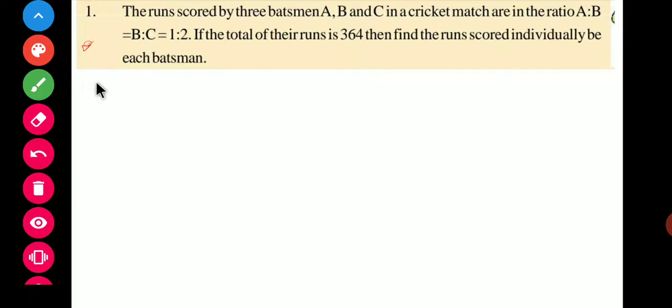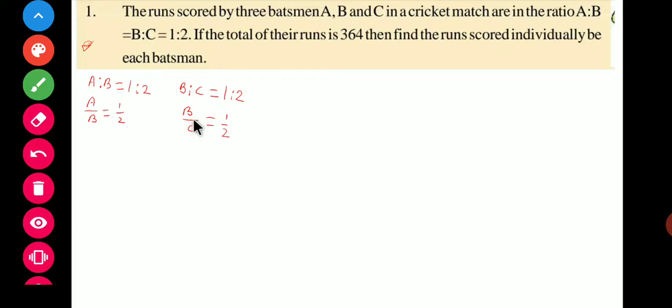Let us start. It is given that A : B is 1 : 2. So you can write A upon B is equal to 1 by 2. Similarly, B : C, it is also 1 : 2. So we can write B upon C equal to 1 upon 2.